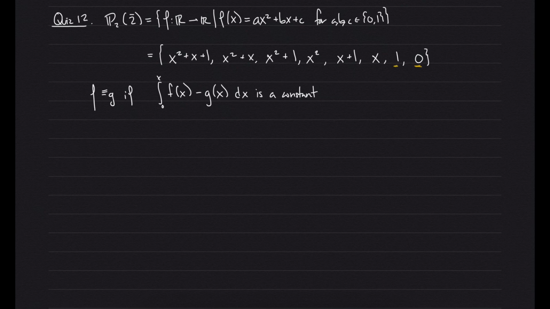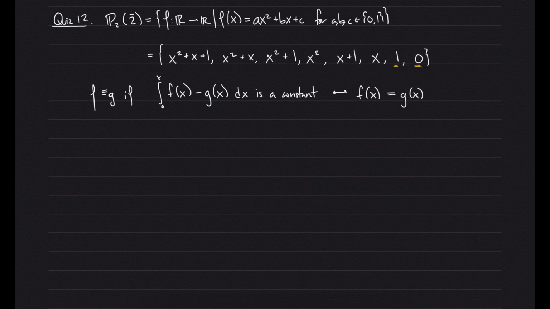Don't forget about these 2 simple guys at the end. They're still there. Okay, so our equivalence relation says that f is equivalent to g if, when we take the indefinite integral, the integral of f(x) minus g(x), that's a constant. And with just a little bit of calculus, we know that this means that f(x) equals g(x), because the integral of f(x) minus g(x) will be 0 if it's a constant, and so we can differentiate and find that f(x) equals g(x).